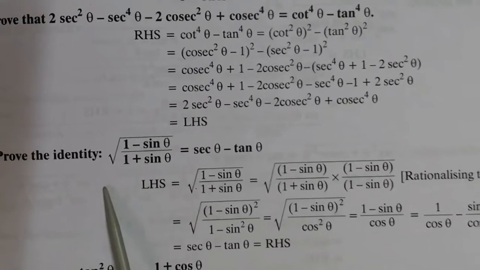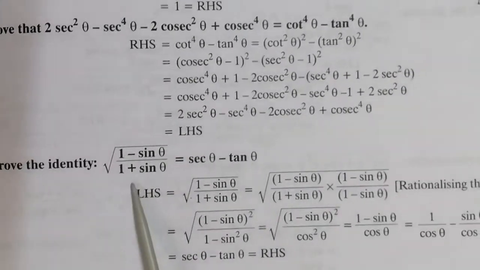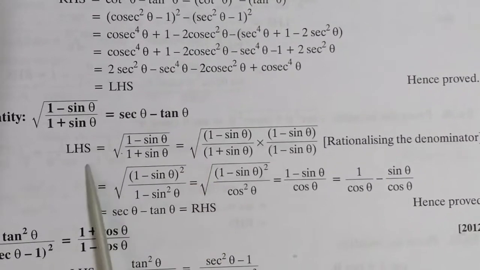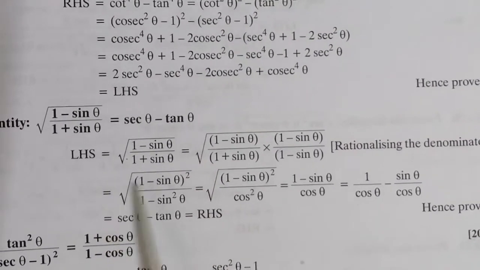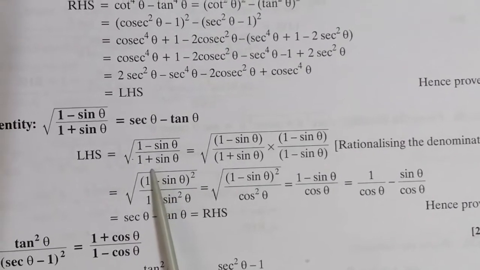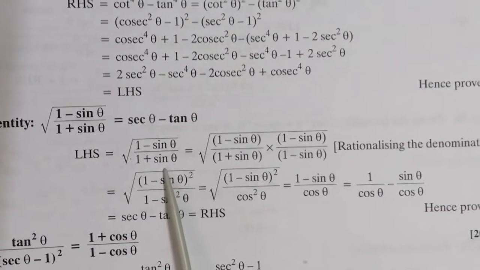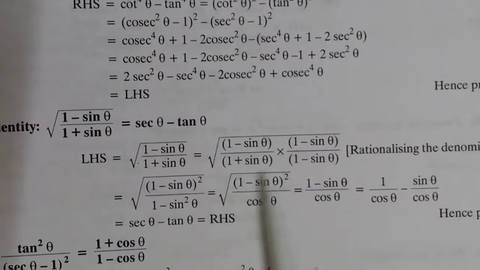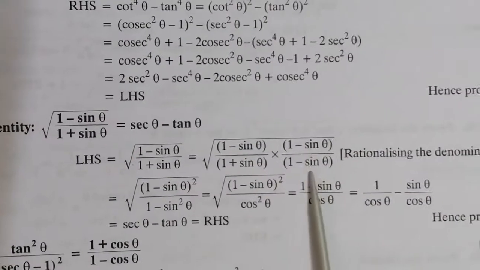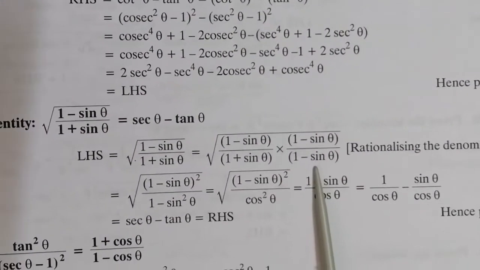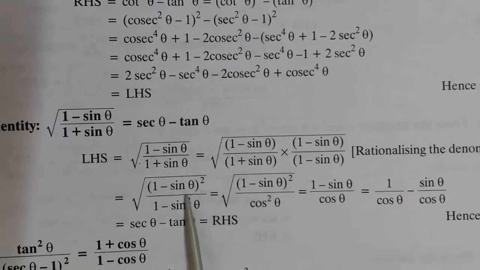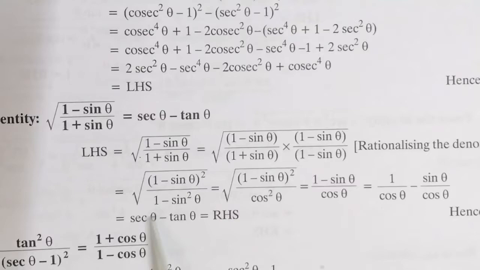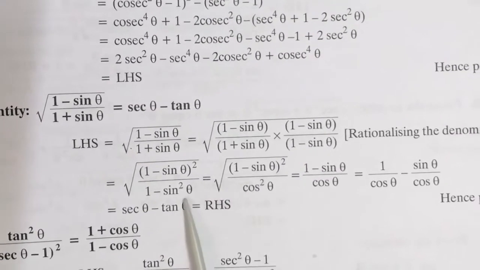Next is, prove the identity square root of (1 − sin θ)/(1 + sin θ) is equal to sec θ − tan θ. Again I start with the left hand side, and if you remember, I had discussed in the previous video that whenever you have this form, we will rationalize. So I have multiplied and divided by 1 − sin θ. In the numerator we have (1 − sin θ)², and in the denominator we'll have a² − b², that is 1 − sin²θ.